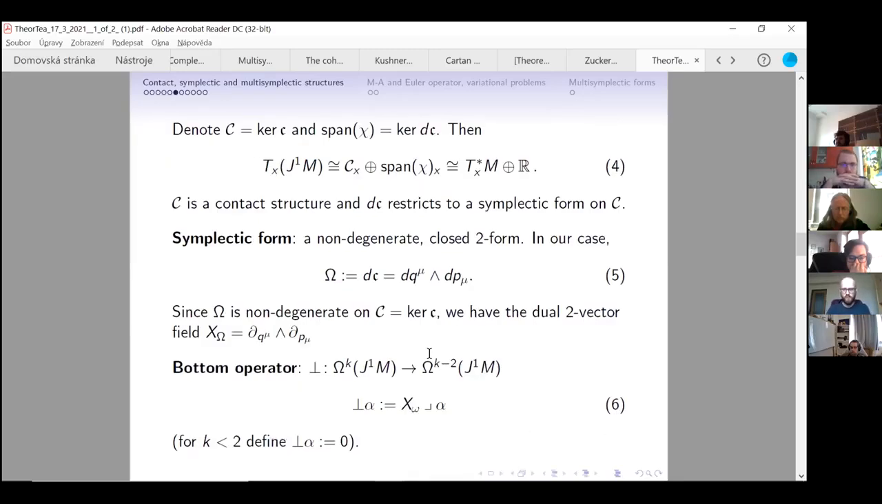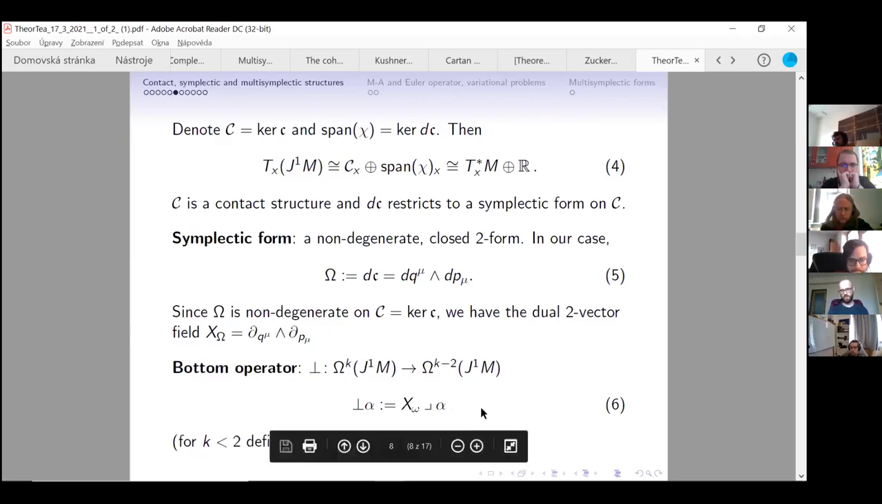So since we have the non-degeneracy of omega on C, on the distribution, we can consider the dual vector X omega, which locally has this nice expression. And we have the so-called bottom operator, which simply means contraction with X omega.